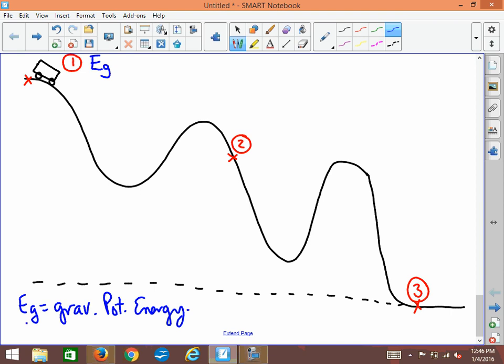And then I'm going to also use a little e with a little k, which of course will stand for kinetic energy. Okay? So there is going to be Eg here. But at the very beginning you're not moving. So there is no Ek, no kinetic energy yet. If you add them up, whatever the Ek is and the Eg, you get the total.